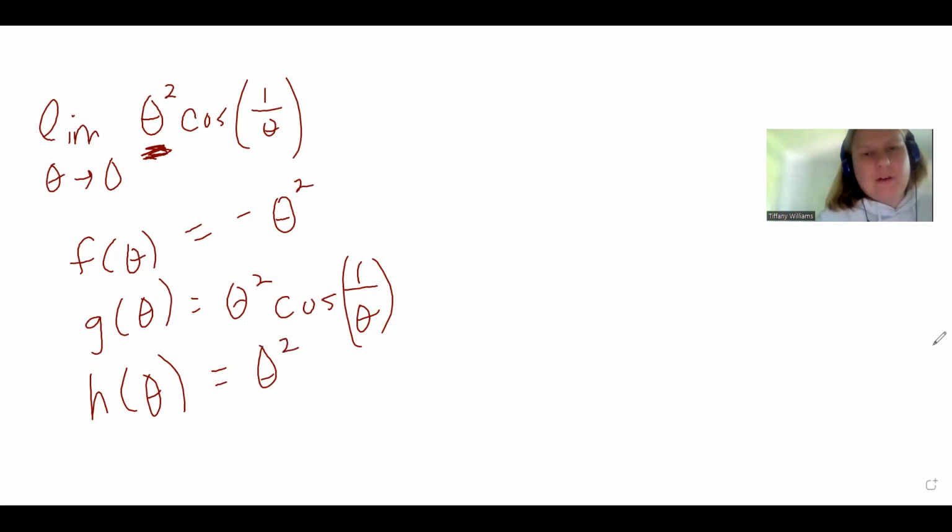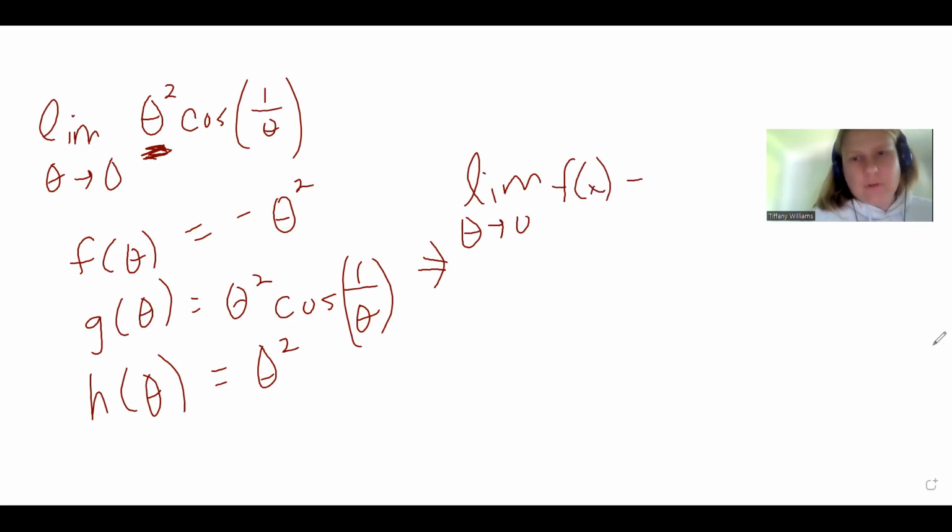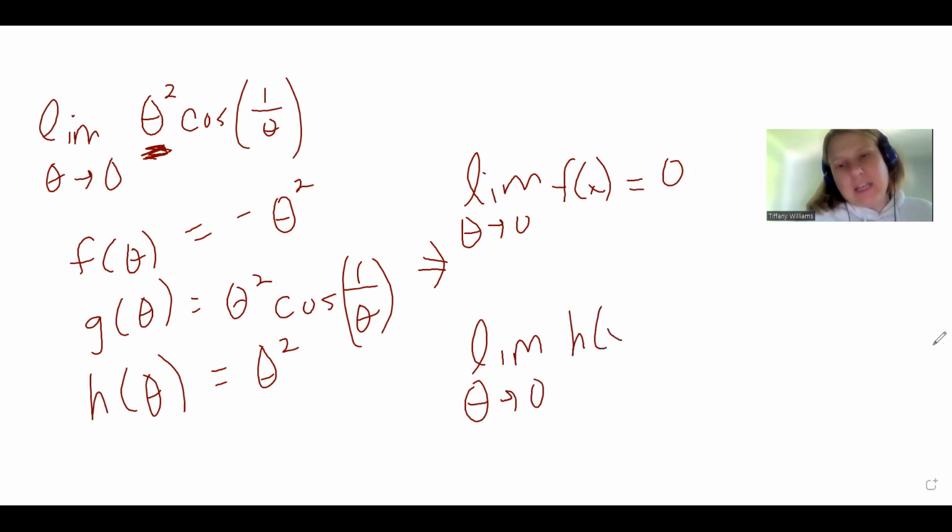And the reason I want to use theta squared and negative theta squared, guys, is that they are just parabolas. We've got a parabola pointing up and a parabola pointing down. Very, very easy to figure out what our limit's going to be here. So I'm going to find the limit as theta approaches 0 of f of x. And of course, if I plug 0 in for theta, negative 0 squared is going to be 0. I'll do the same thing for h of theta: the limit as theta approaches 0 of h of x. Again, if I plug 0 in for theta squared, I'm going to get 0.